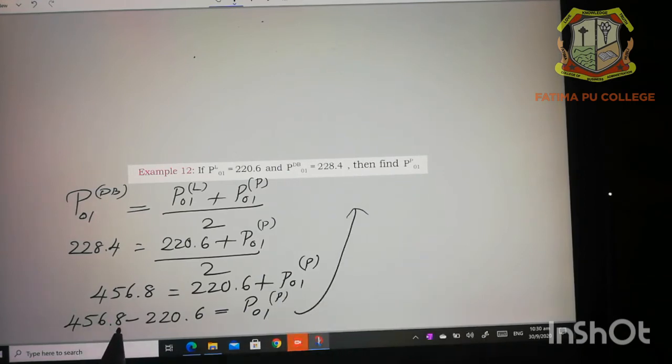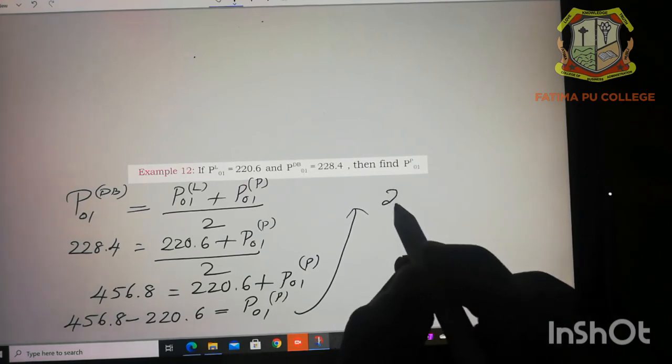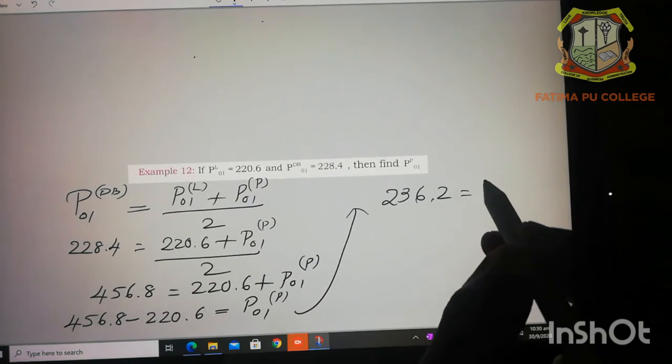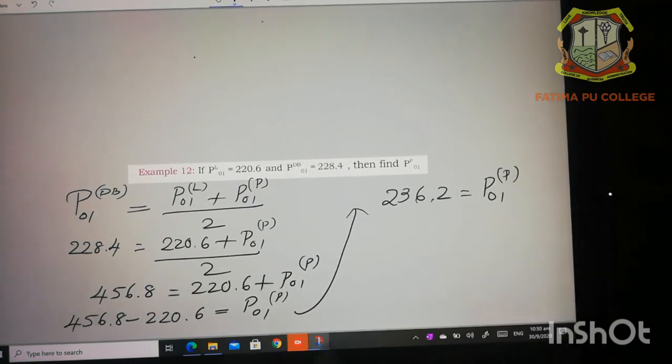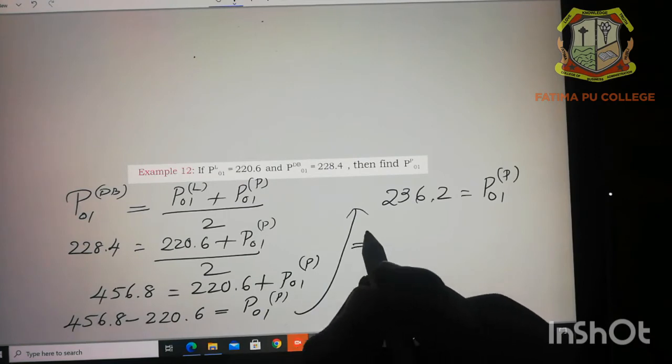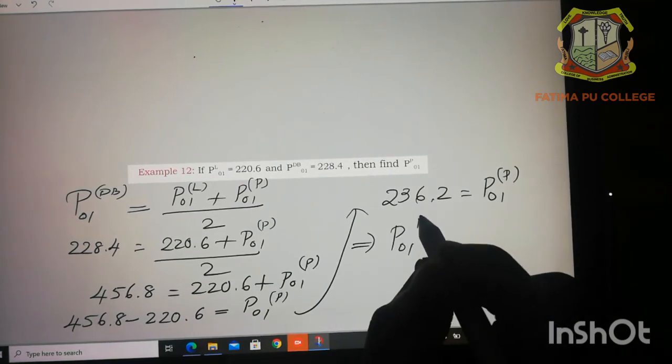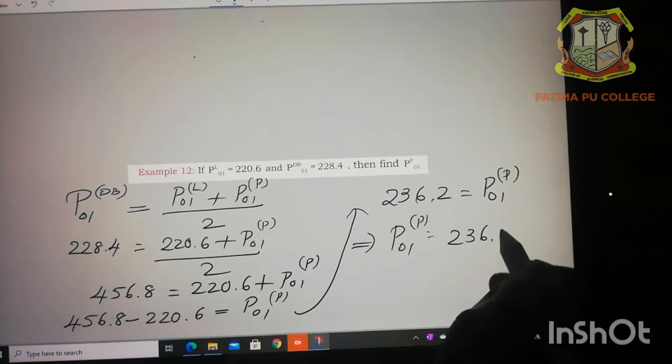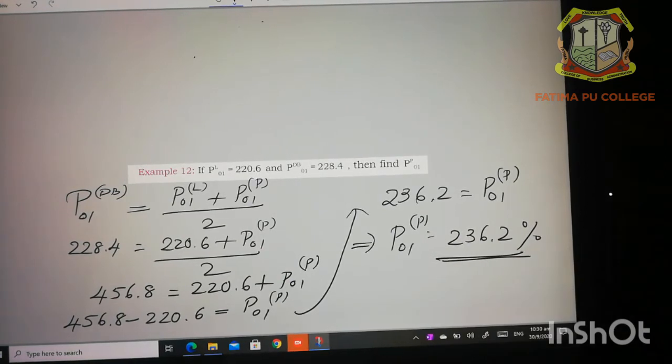So I'll solve it here again. Now 456.8 minus 220.6 is how much? You get 236.2. That itself is the Paasche's price index number. So I'll write it as P01P is equal to 236.2%. Is that clear, students? Okay, this is just a change. These are the varieties that you should be aware of when we solve the problems. Is that clear, students? Okay, let's go for the next problem.